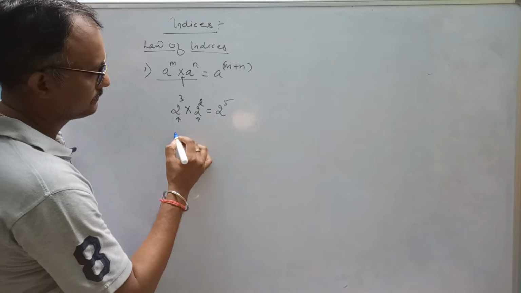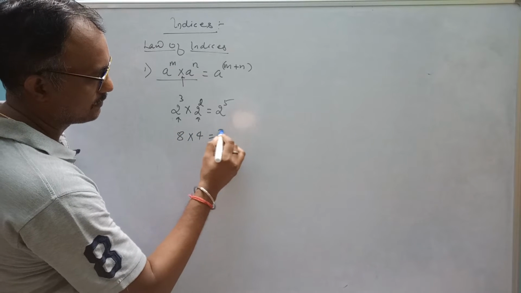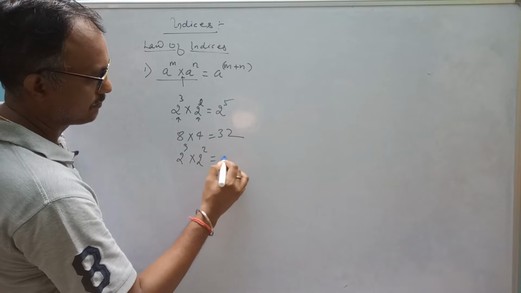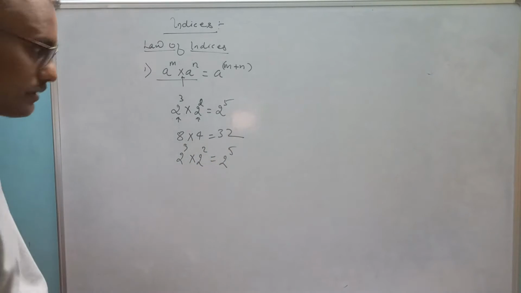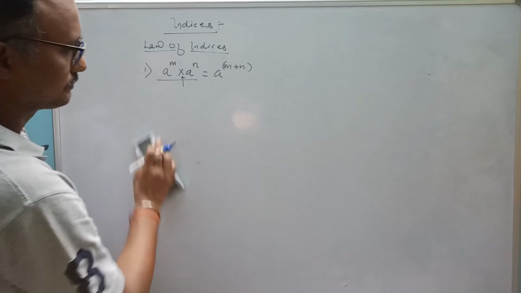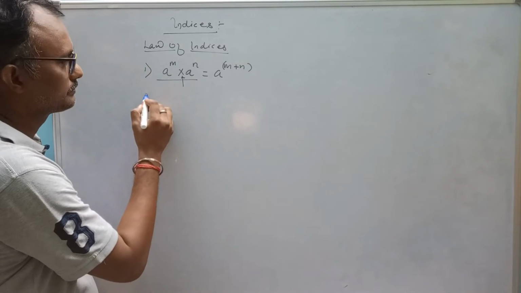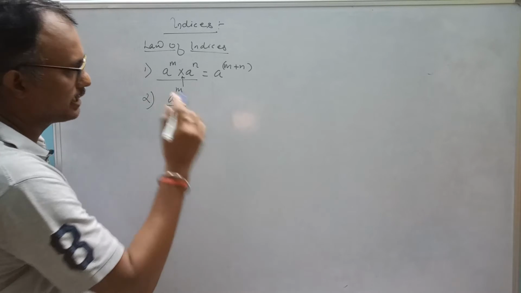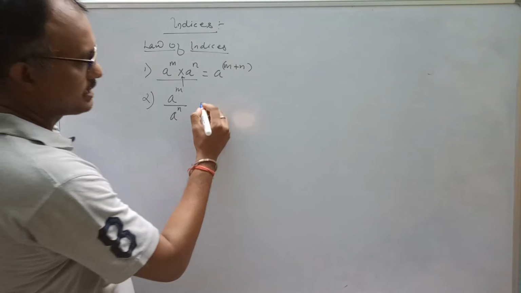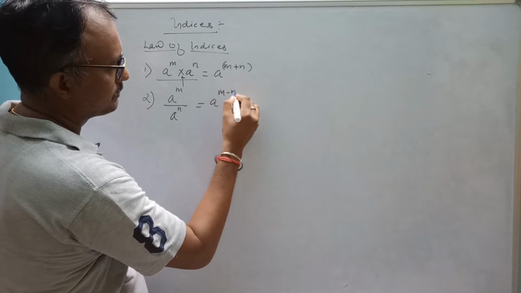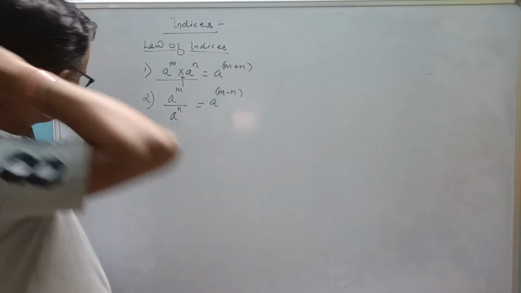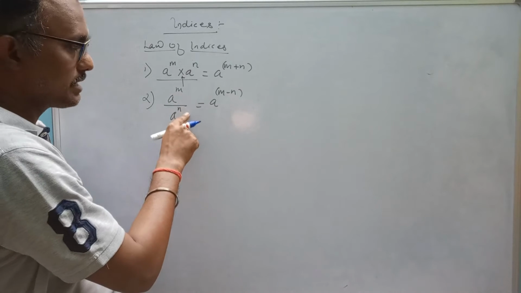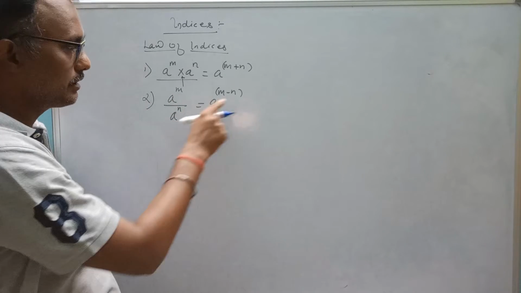Okay, this is the first one. Second, a raised to m divided by a raised to n is equal to a raised to m minus n. So when you have the same base but different indices and the numbers are divided, you can just subtract.